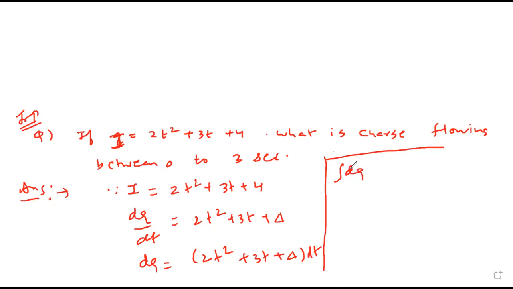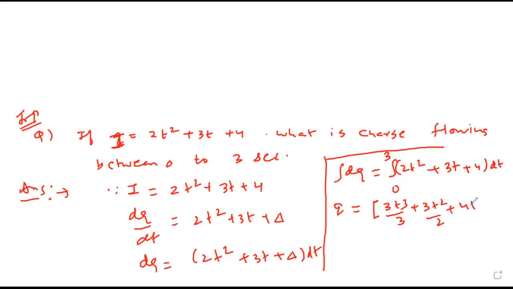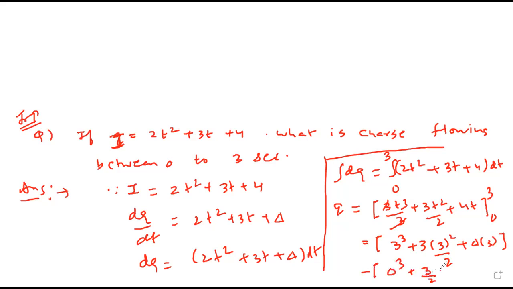No, sir. No doubt. That means the integral of dq is the integration of 2t square plus 3t plus 4 dt from time 0 to 3 seconds. Integration of dq is q. This will become 2t raised to 3 upon 3, 3t square upon 2, plus 4t, from 0 to 3. 3, 3 cancel. So we get 3 raised to 3 plus 3 into 3 raised to 2 upon 2 plus 4 into 3, minus the same at 0, which is 0. That will become 9 plus 27 upon 2, plus 12.